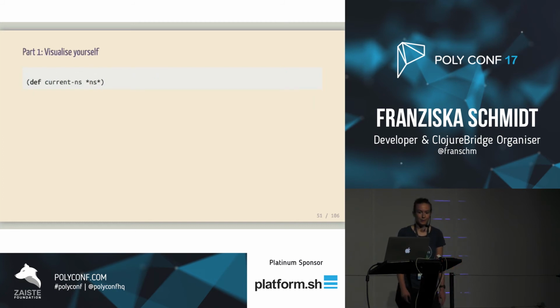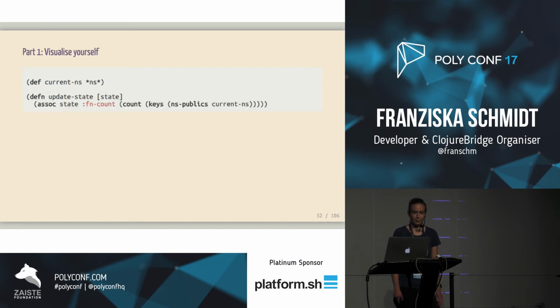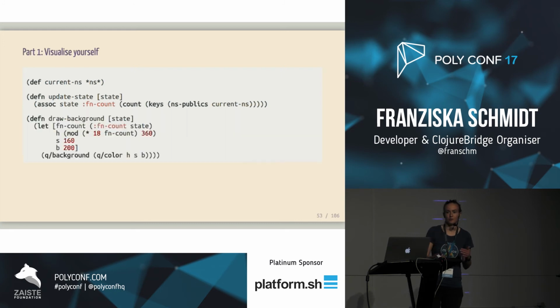And in the actual Quil sketch, we get the namespace by saying current namespace, *ns*, like this. Quil has this functional mode where you can have a state that you can put stuff in that you need for drawing and updating your visual. So I'm putting the function count that I'm getting from the namespace into my state in order to access it in the draw functions later. And then this is how I actually draw the background. It's getting the function count out of the state, and then just doing some number manipulation and putting it into a hue color value to change the background. And that's kind of it already, which is nice. It's not a lot of code.